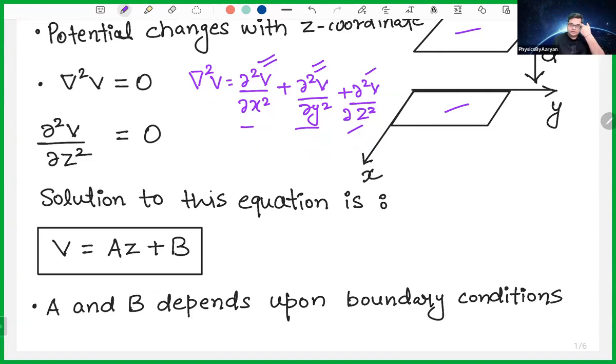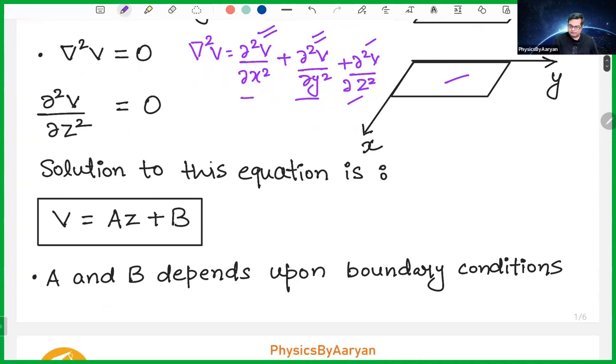I'm going to give you a very basic hint how to solve this equation, and I think any class 12th student can do that. So this is my equation. The first step you have to do is integrate. If you integrate, you get curly V by curly z. Integration of 0 is 0, but you have to add a constant because it's an indefinite integration. So let's add a.